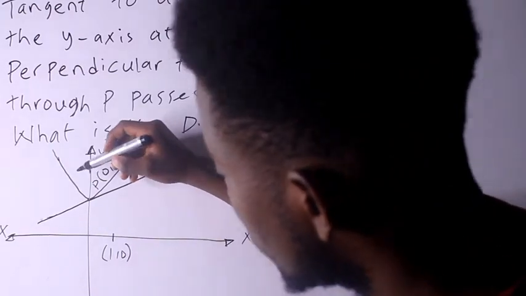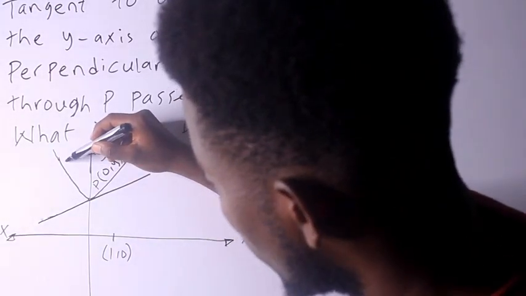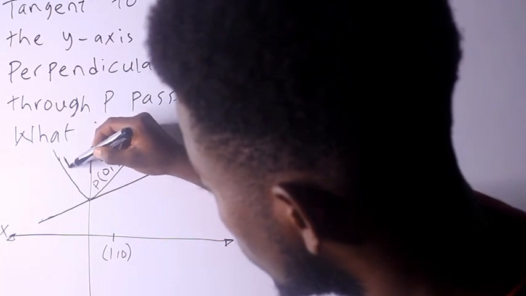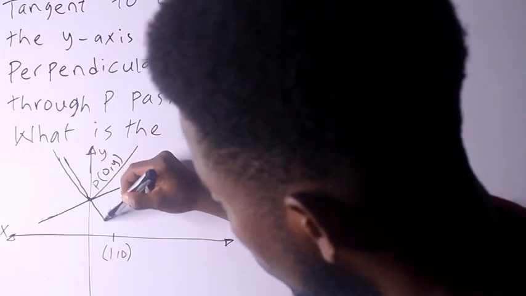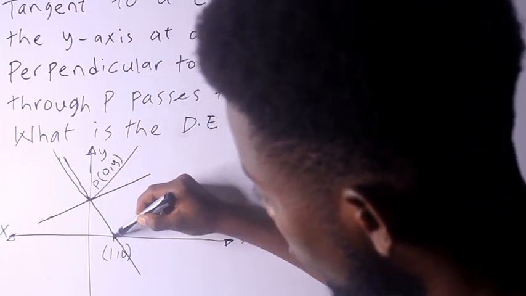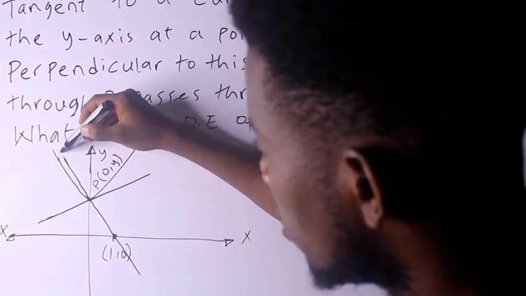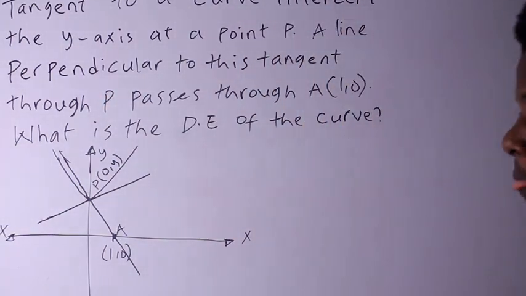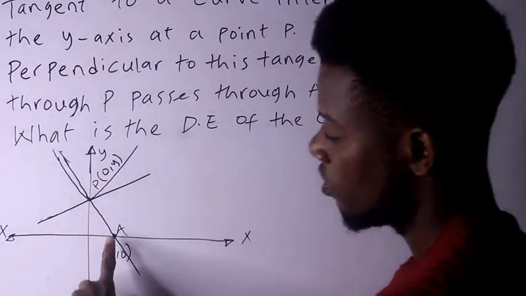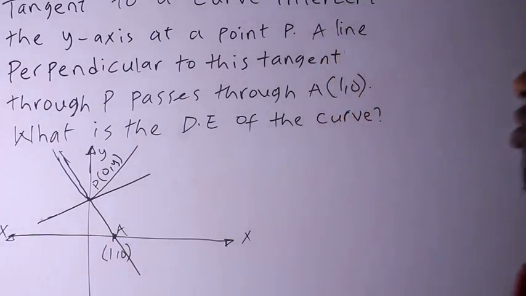So we are told that a line perpendicular to this curve, so this is the line that is perpendicular to the curve, passes through P and also passes through the point (1, 0). So this is the line, and this is point A. Point A is (1, 0). So we have the point P, we have the point A, (1, 0), and then we are told to find the differential equation of this curve.